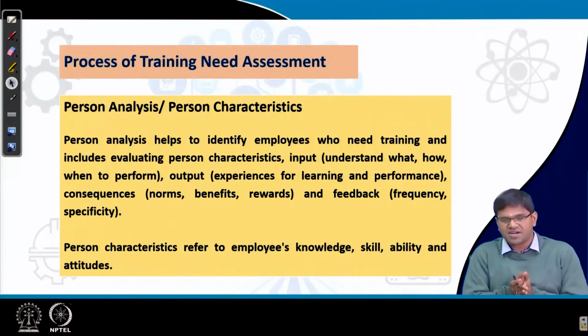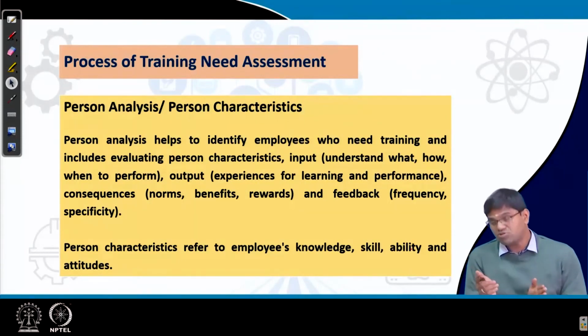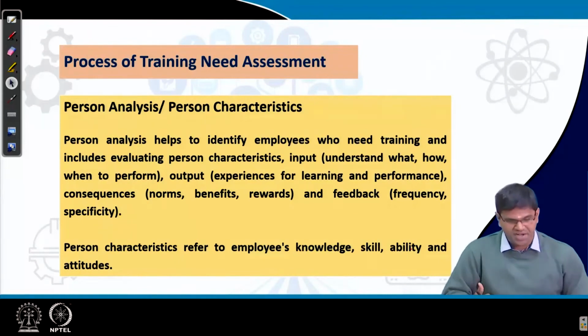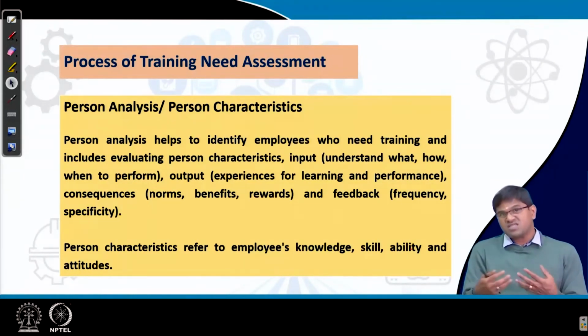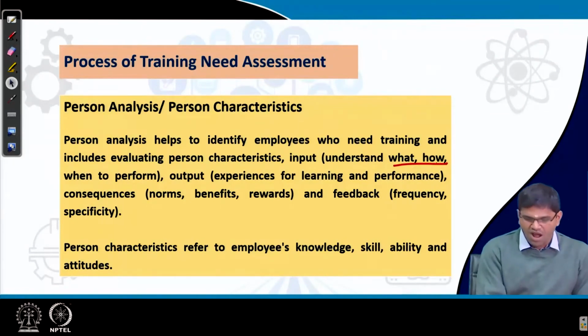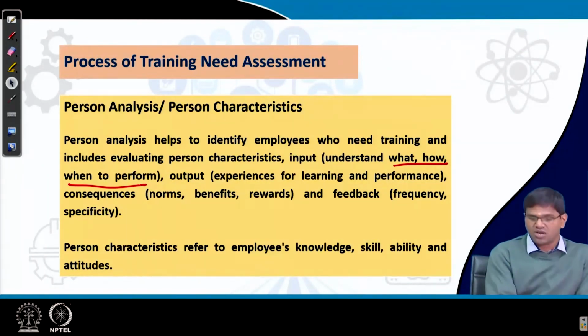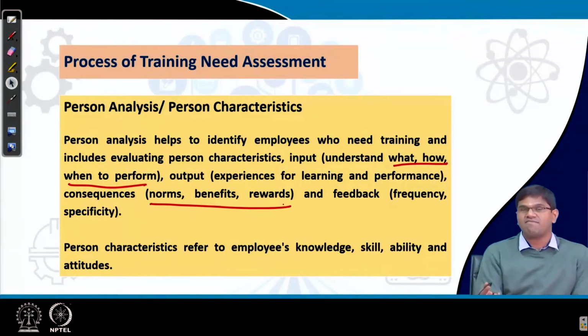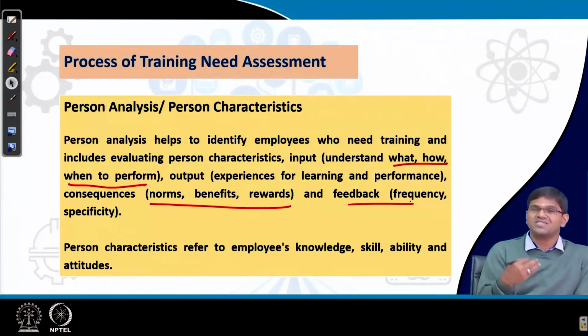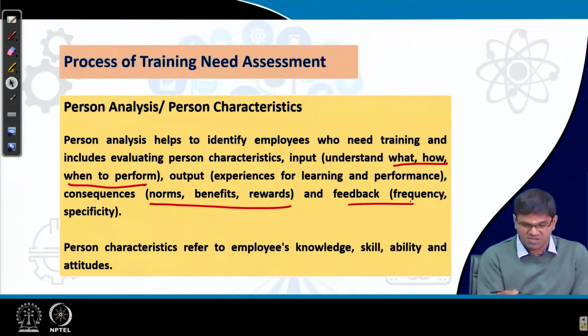Okay. Now comes the person analysis. Person means the individual characteristics we are talking about. It helps to identify each employee who needs training, and it also includes the person characteristics in terms of what, how, and when to perform, and then output in terms of experiencing learning and performance. When we talk about training, we are also concerned about the translation of the training into performance, and of course consequences: what is the benefit and reward we are going to have when you are performing post the training program, and the feedback you provide, how frequently you get the feedback, and whether the feedback is specific.